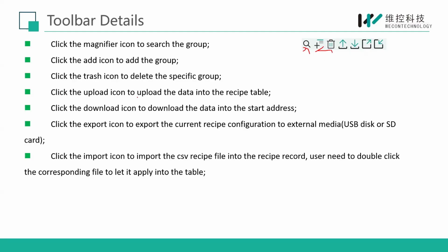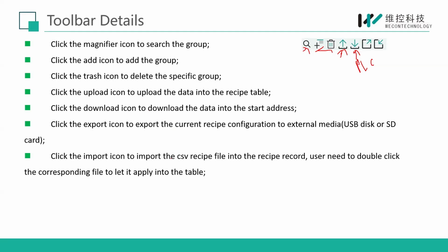Click the upload icon to upload the data into the recipe table. This one uploads the data into the recipe table, and clicking the download icon downloads the data into the start address, which means downloading the data into the PLC. And click the export icon to export the current recipe configuration to external media like a U disk or SD card.